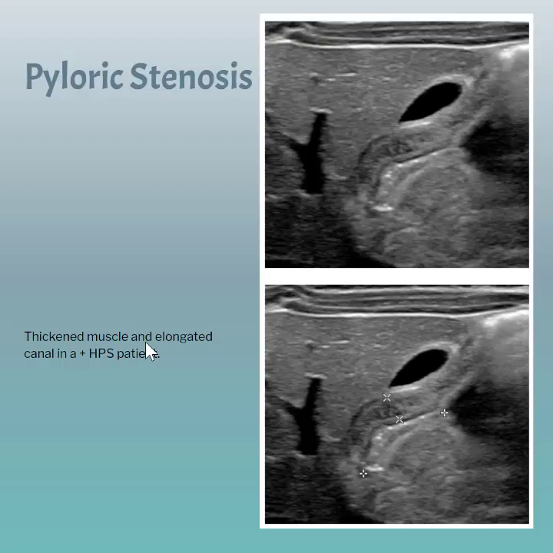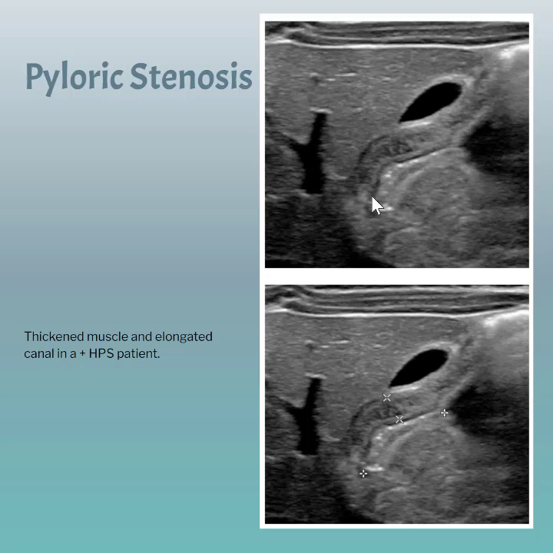So here are some examples of pyloric stenosis. This is the antrum of the stomach here, sitting medially to the pylorus. The pylorus muscle then, this is the anterior part of the muscle. This is the posterior part of the muscle. And then this is the canal that comes in between.